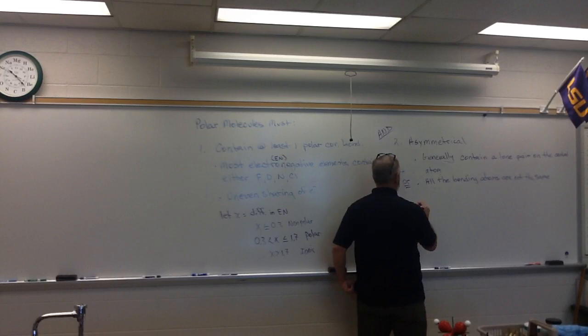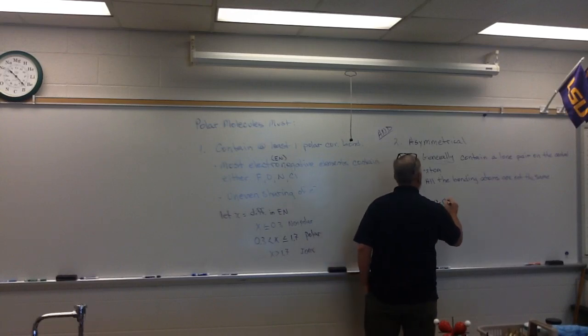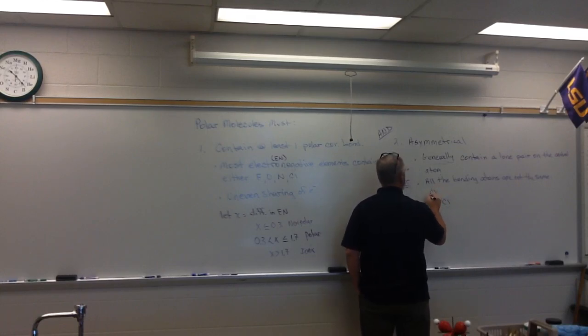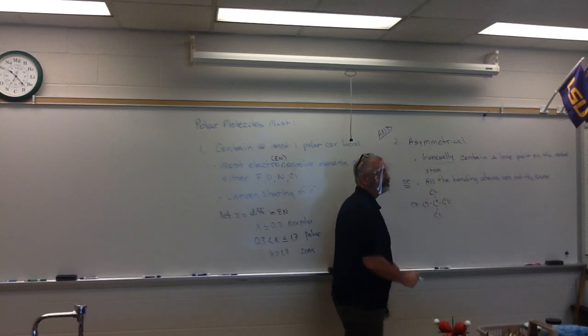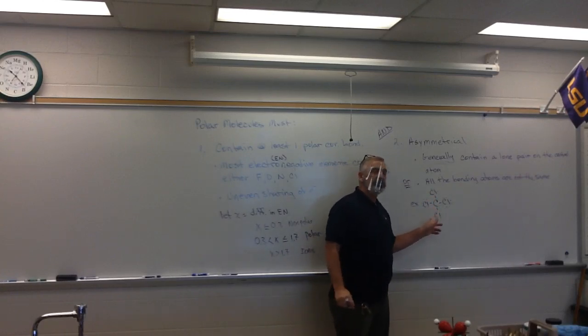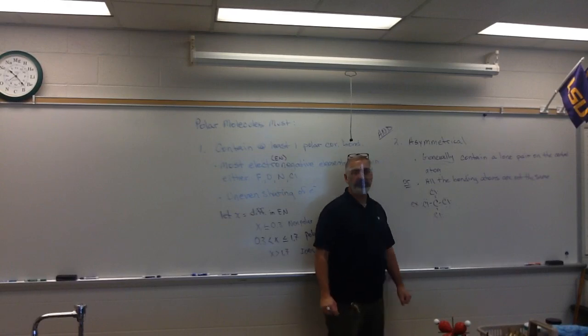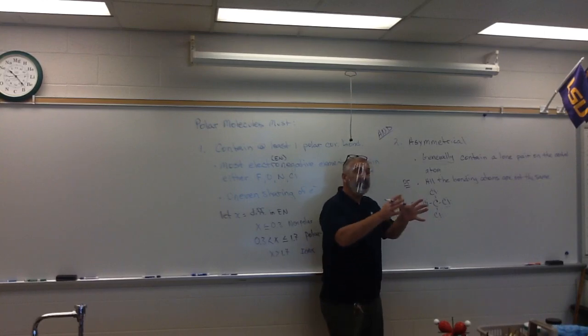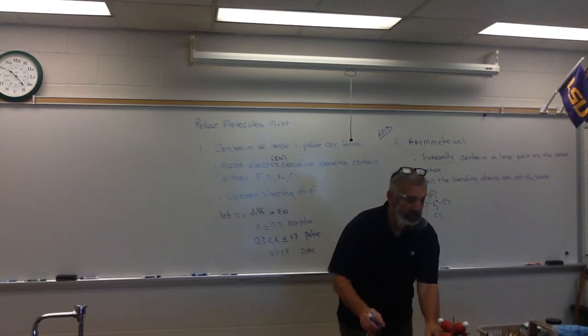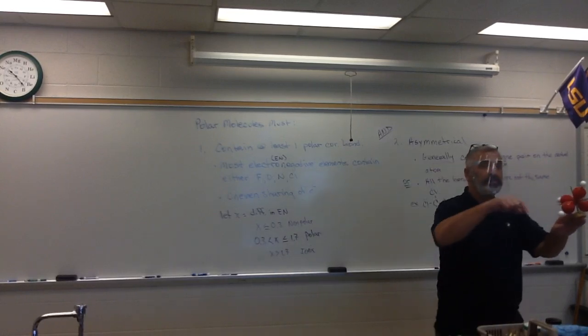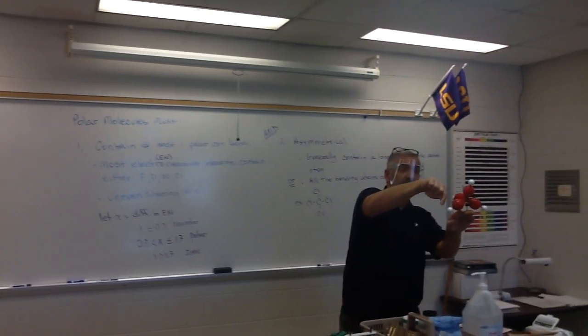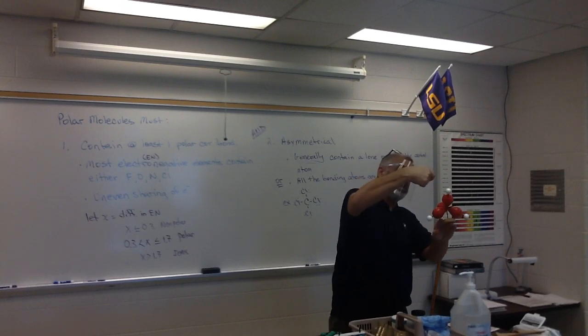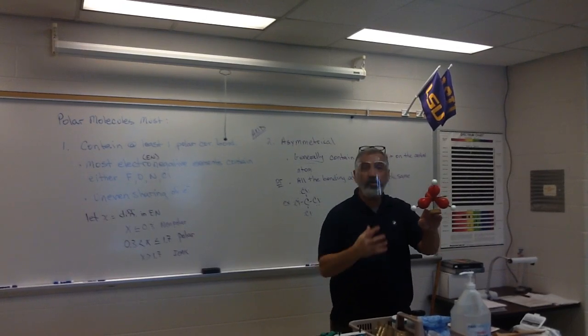For example, CCl4, carbon tetrachloride. Okay? Do we have a polar bond? Yes, we have 4 polar bonds. But because they're evenly distributed, because they're at the corners of a tetrahedron, this chlorine is pulling this way, this chlorine is pulling this way, that way, and this way. Because it's symmetrical, all those pulls cancel out.